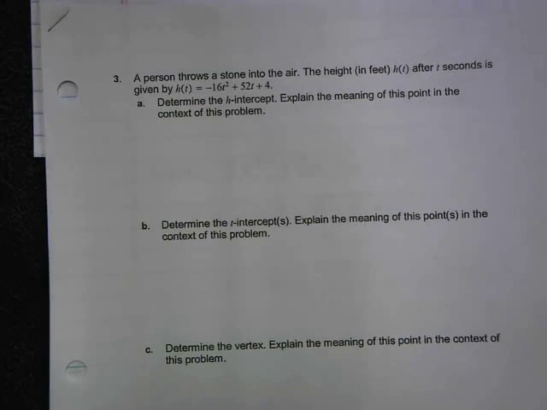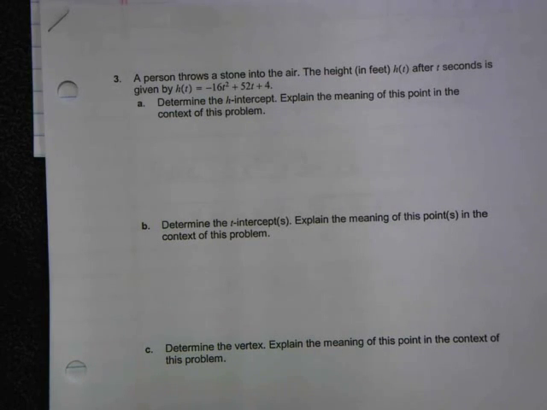A person throws a stone into the air. The height in feet, h of t, after t seconds is given by h of t equals negative 16t squared plus 52t plus 4. Find the h-intercept. How do I find the h-intercept?